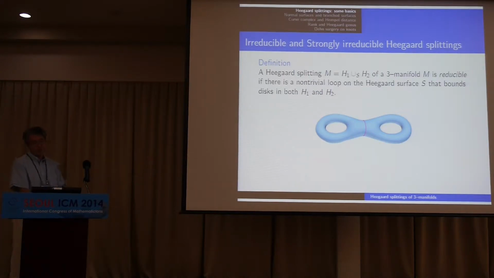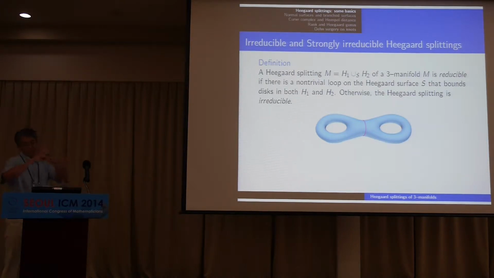Now the reducible Heegaard splitting is closely related to reducible three-manifolds. What is a reducible Heegaard splitting? A Heegaard splitting is reducible if you can find an essential simple closed curve on your Heegaard surface that bounds a disk on both sides. For example, this red curve bounds a disk in this blue handlebody, and if you view this picture in S^3, this curve also bounds a disk outside of the handlebody. If you have this type of curve, where a pair of disks share a boundary curve, then your Heegaard splitting is reducible. And if you do not have this type of curve, the splitting is called irreducible.